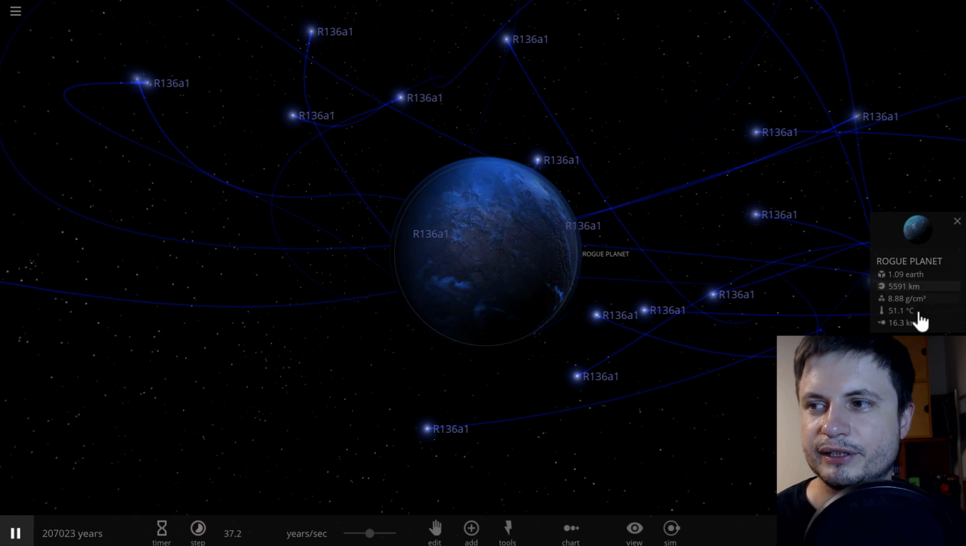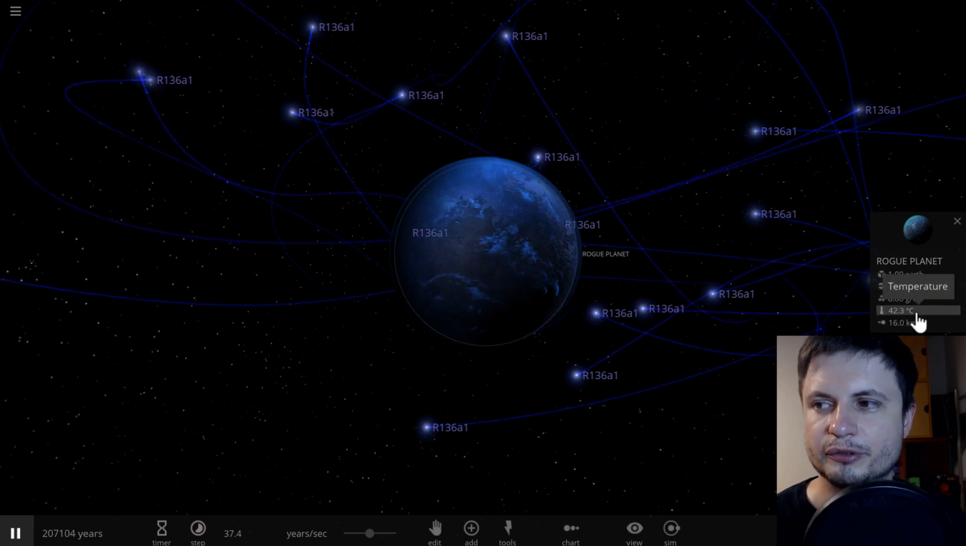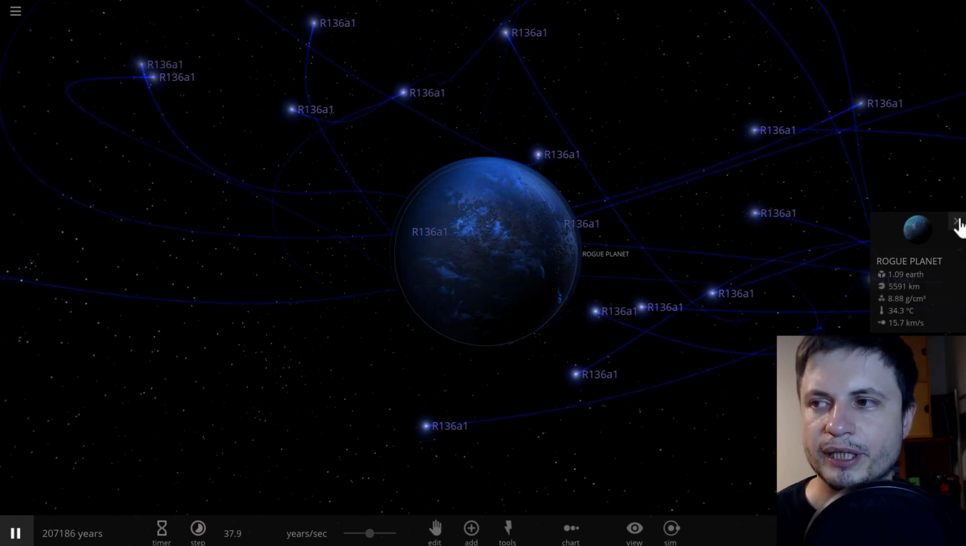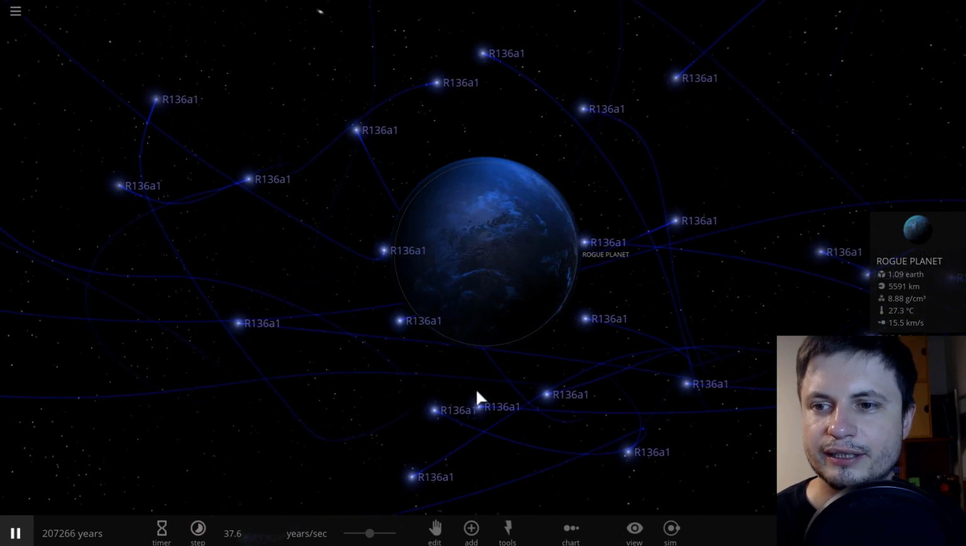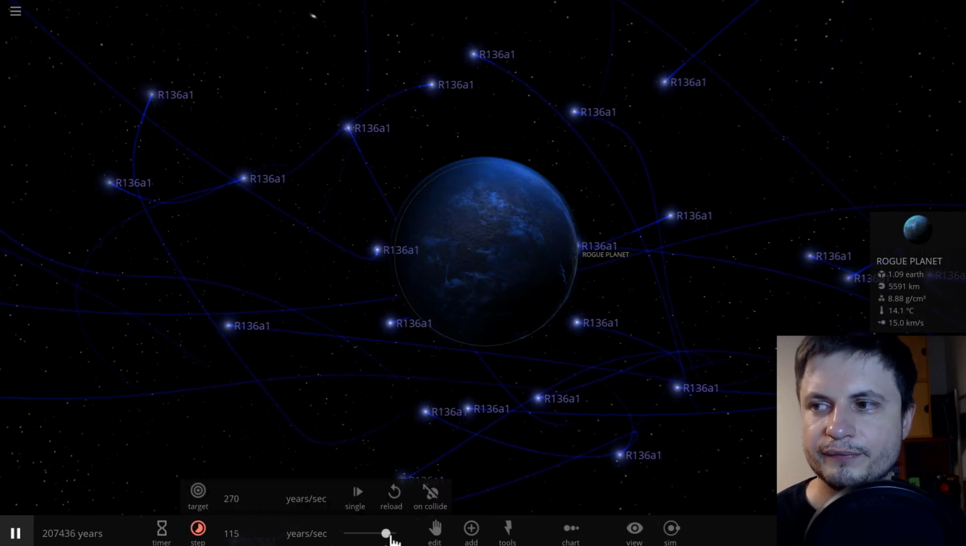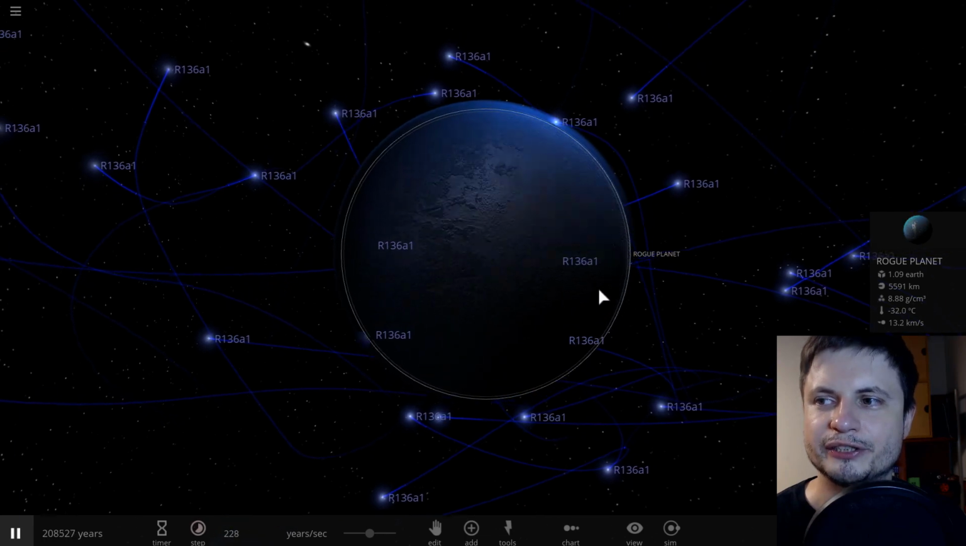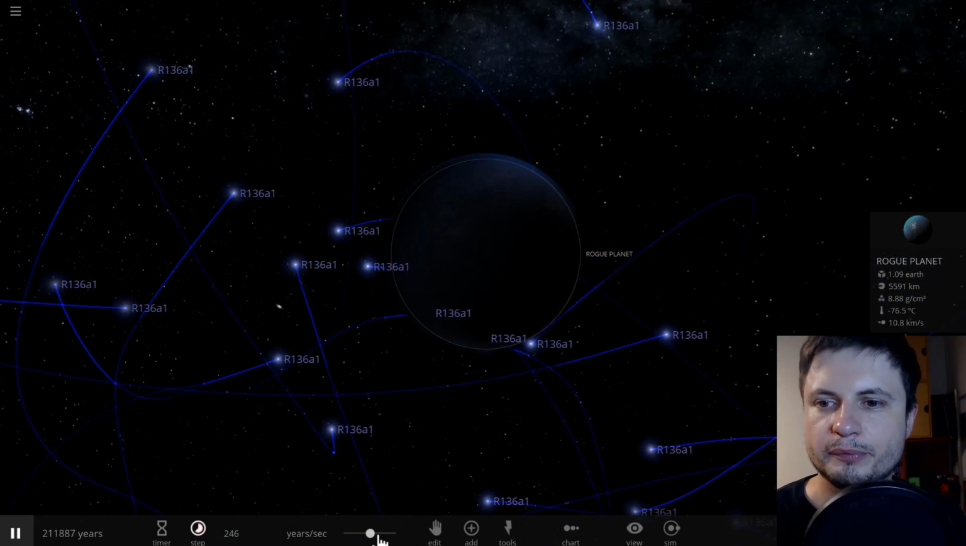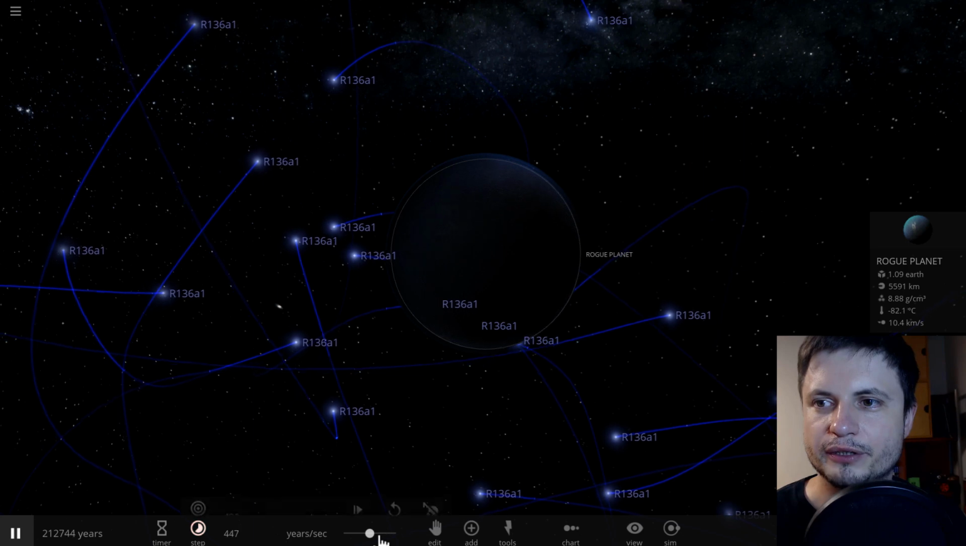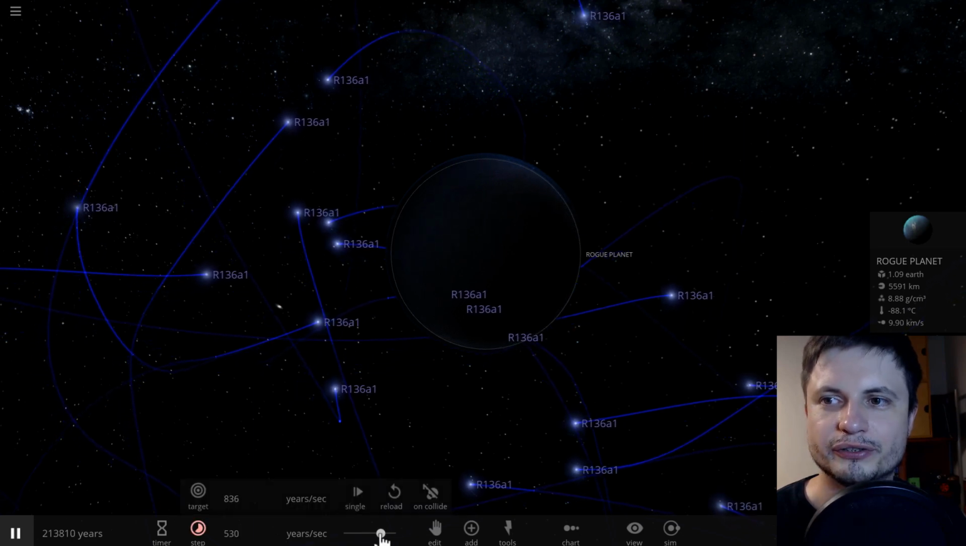Or at least not as hot as it used to be, but yeah, the temperature is definitely dropping. And it looks like for the next few thousand years, it's going to be in negatives again. So it's going to become an ice planet just one more time. And at this point, I'm just going to be waiting for the supernova, if it ever actually occurs.